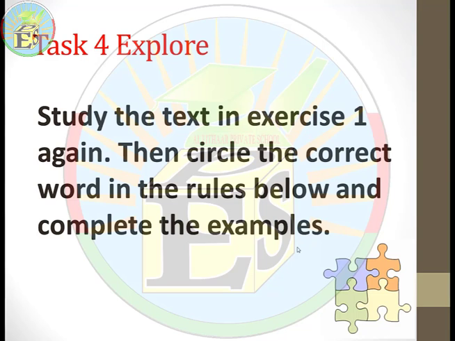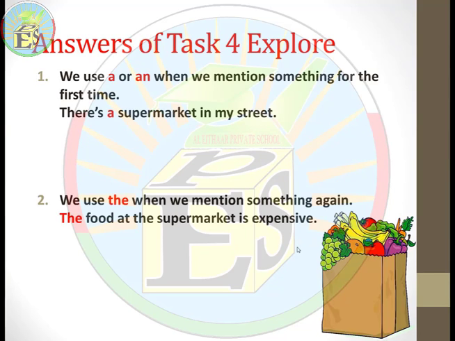Okay then, so let's move to the answers of task number 4, explore. And here we have the answers. For number 1, we use a or an when we mention something for the first time. An example of this: there is a supermarket in my street. Alright?